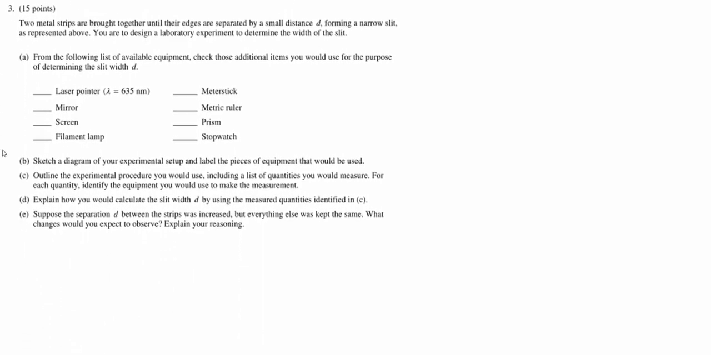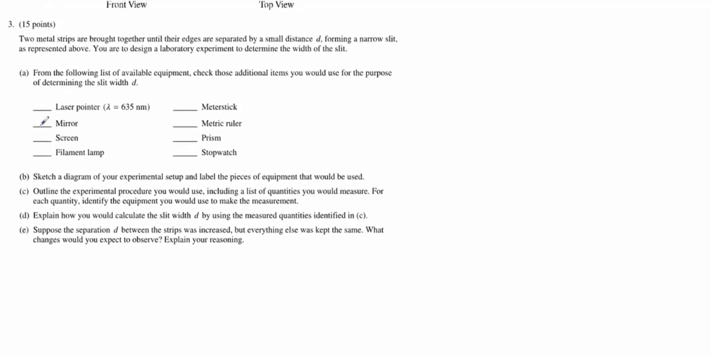And so first and foremost, let's determine all of the available equipment we need. And really, there isn't a whole heck of a lot. We need a light source, so I'm going to pick the laser pointer. We're going to need something to measure how far away the light source is, meter stick, and to measure the width of the inevitable diffraction pattern that takes place. You can still use the meter stick for that.